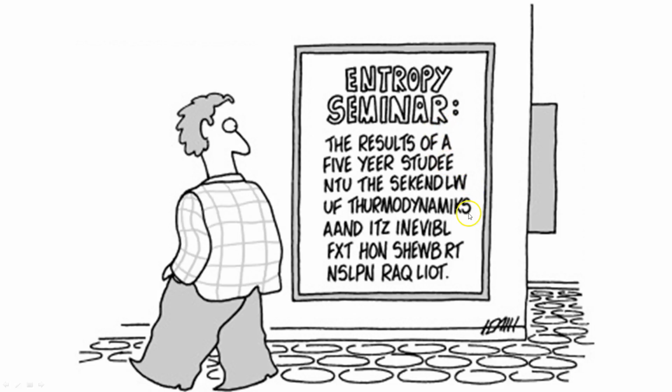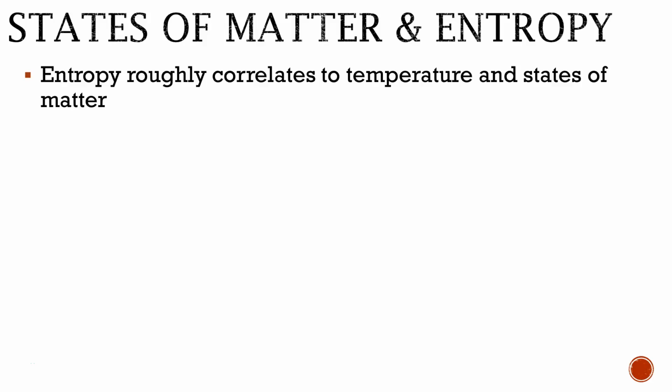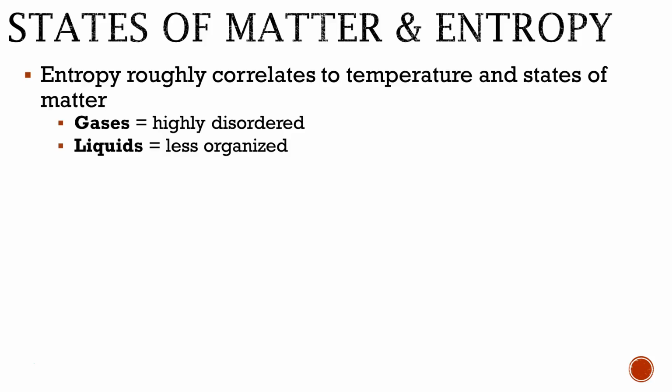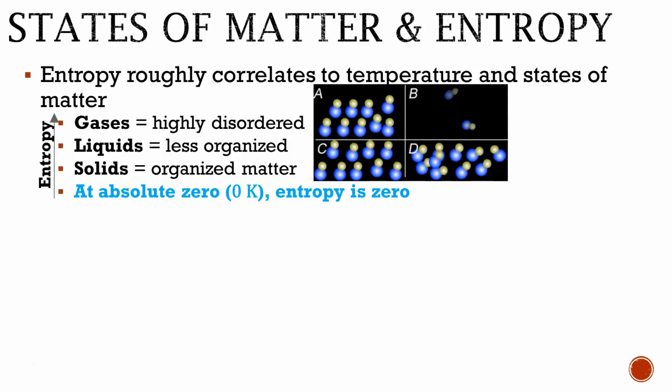Here's an entropy seminar. The results of a 5-year study in the laws of thermodynamics: everything tends to go toward disorder and randomness. So entropy roughly correlates to temperature and states of matter. Gases are going to be highly disordered, a lot of entropy in there. Liquids are going to be less organized, more so than solids, which are going to be very organized. And when you reach the temperature at absolute zero, entropy is going to be zero. So please make sure you write that down and include the arrow. Entropy increases with gases having, of course, the most entropy. Solids and absolute zero compounds are going to be the least.